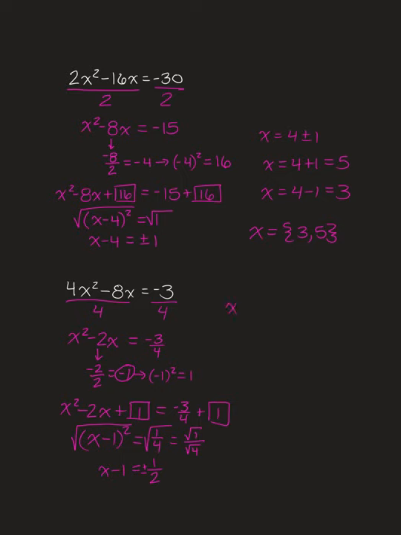So that means that x is equal to 1 plus or minus 1/2. So you can either have 1 plus 1/2, or x can equal 1 minus 1/2. If you add a half to 1, that's the same as 3/2, or 1 and 1/2. 1 minus 1/2 is 1/2. So x can equal 1/2 or 3/2.